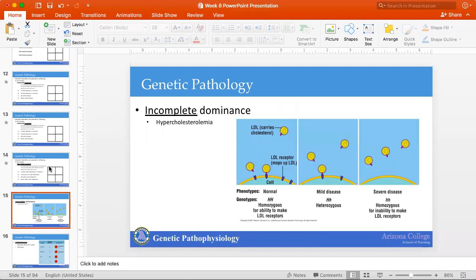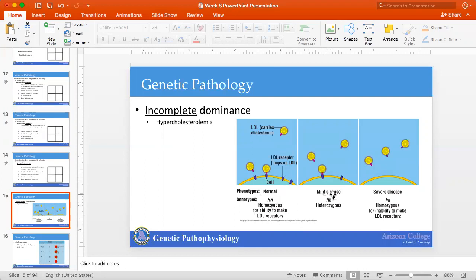Okay, so some specific genetic pathologies. We also have ones that have this incomplete dominance, one of which is this hypercholesterolemia. So you can see the phenotypes down here for this particular disorder. The person could be normal, homozygous for the ability to make the LDL receptors. And so their genotype here is normal. They have two normal alleles and everything functions correctly.